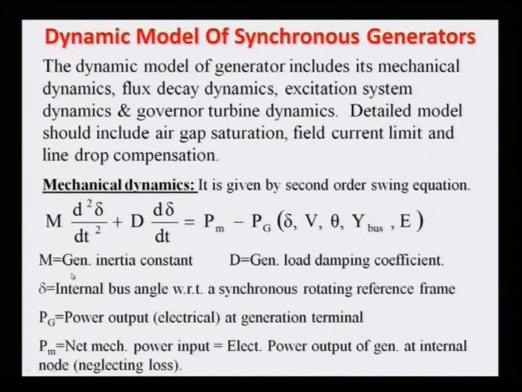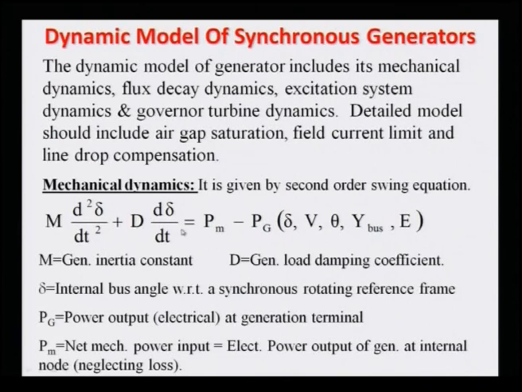So, already here M is called the generation inertia constant, D is the generation load damping coefficient, and delta, as I already mentioned, is this internal bus angle with respect to a synchronous rotating frame reference, and P_g is the electrical output at the generation terminal. P_m is the net mechanical output, and this is normally equal to P_g when the losses are neglected. So, this is in general the swing equation.